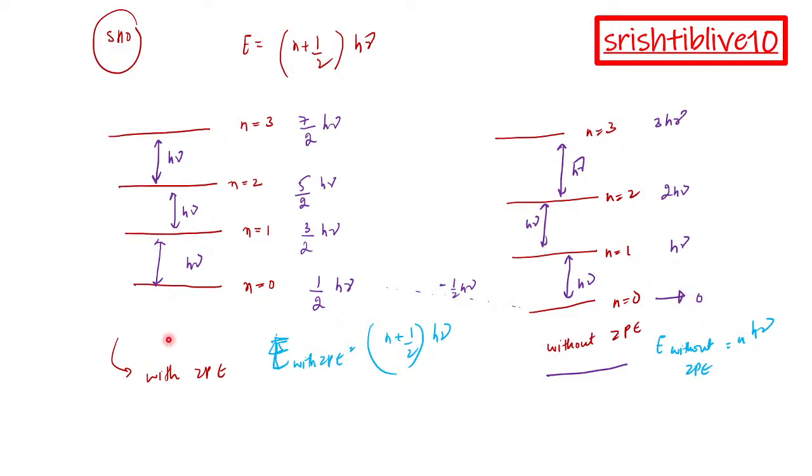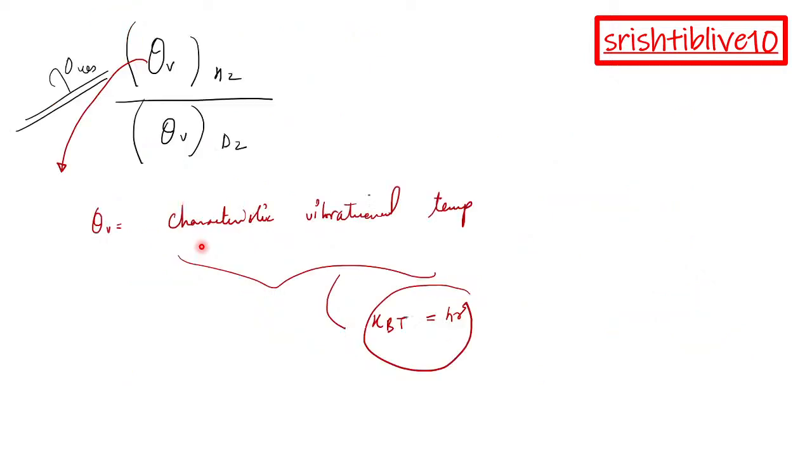If I have to make a transition of molecules in the ground state or in the lower state, I definitely need to give some external energy. That external energy should be equal to h nu. Then only can we expect transitions to happen. So this value should be near your h nu value. Characteristic vibrational temperature is the temperature at which kBT is equal to h nu. That is why we are using this expression over here.